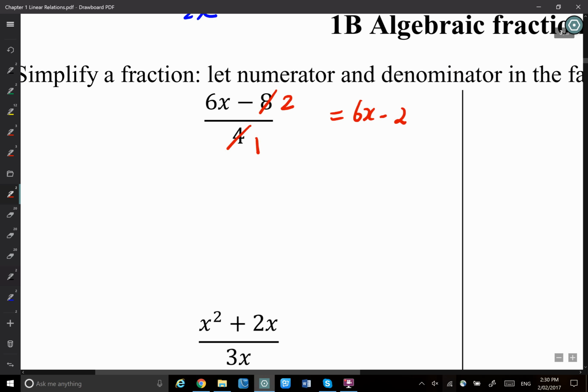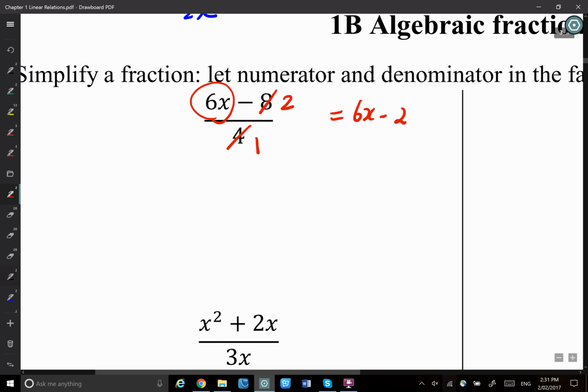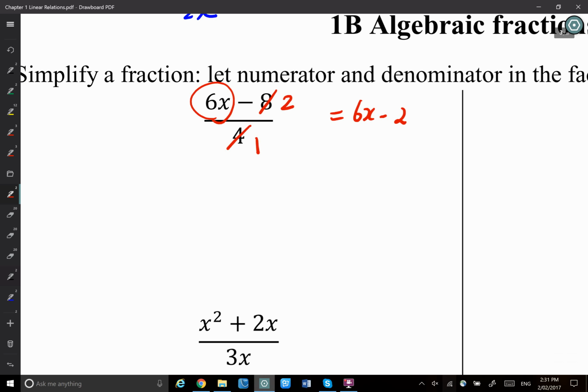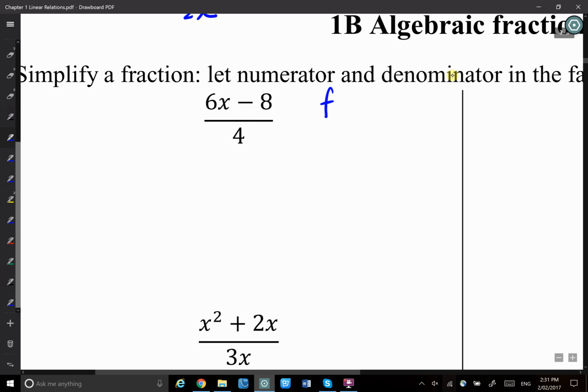You cannot do that, okay? You cannot do that, because you forget 6x. You need to do something to 6x. You cannot just pick something you like from the top, pick something you like from the bottom, and try to cancel that. That's wrong. So the first step to simplify a fraction with more than single terms is that you need to factorize first.